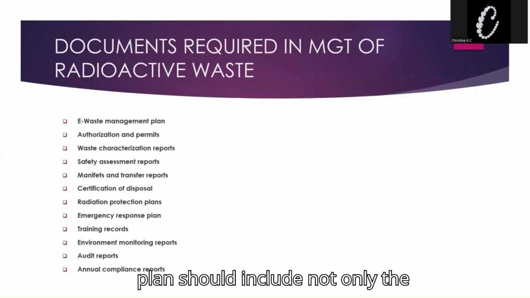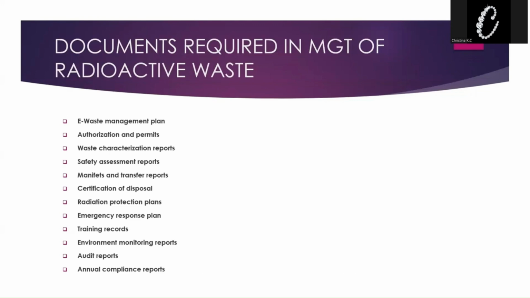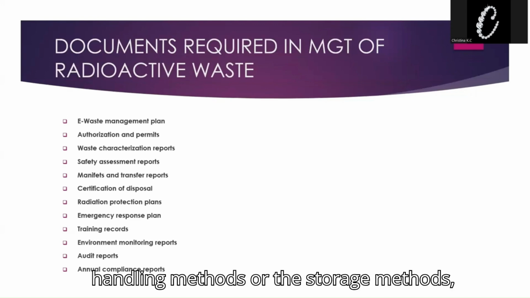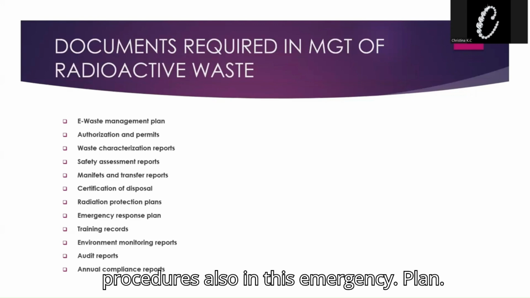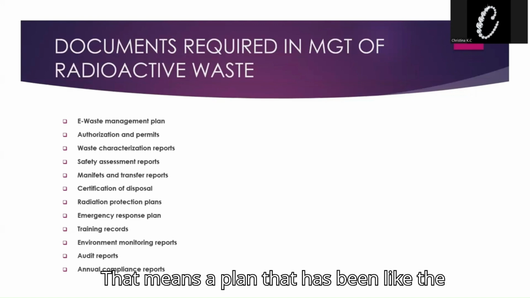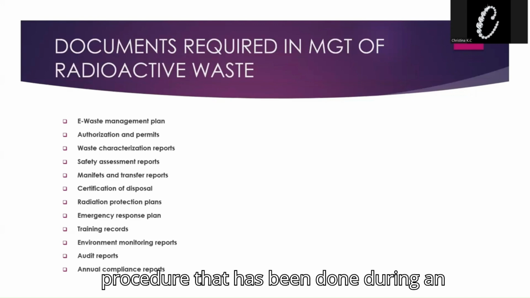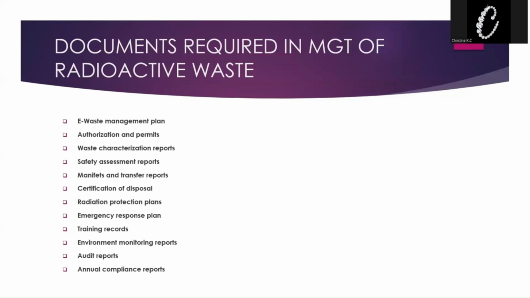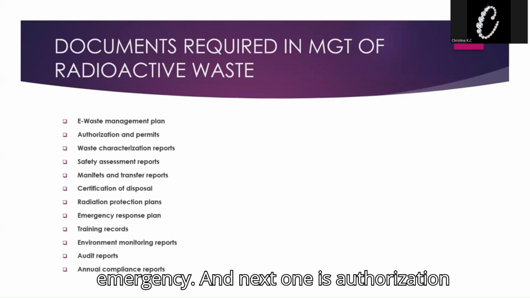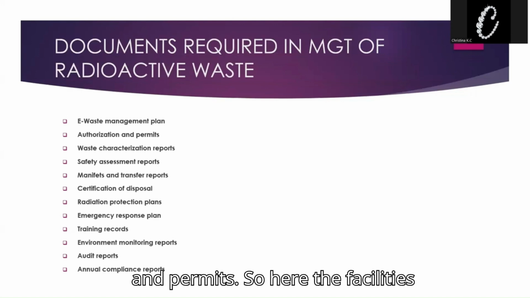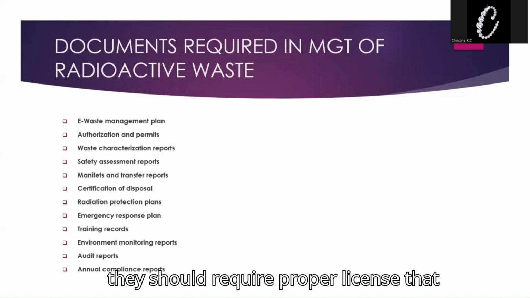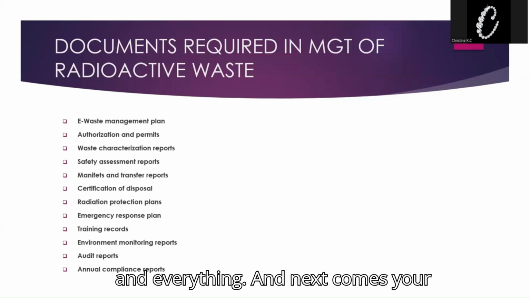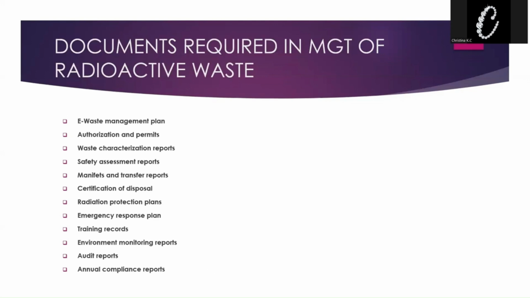The plan should include not only the handling methods or the storage methods, but also emergency procedures, that means the procedures to be followed during an emergency. And next one is authorization and permits. Here the facilities handling the radioactive waste should have the proper license, which comes under authorization.